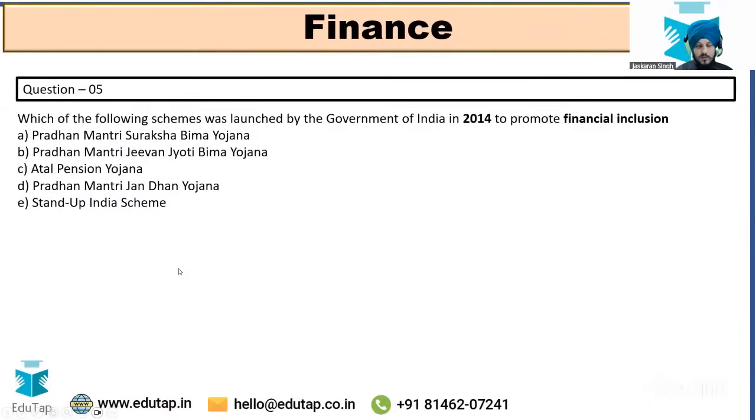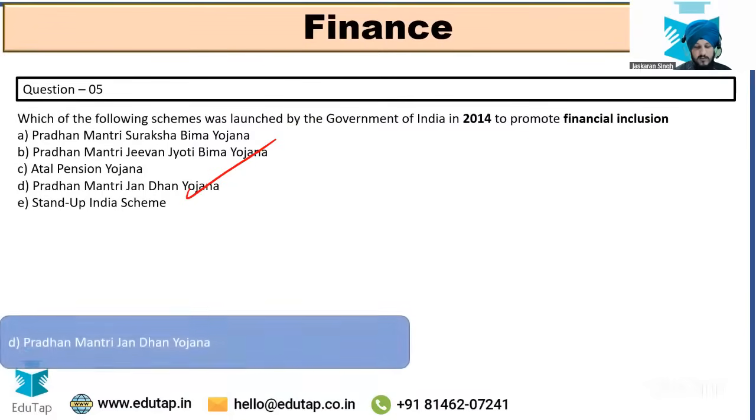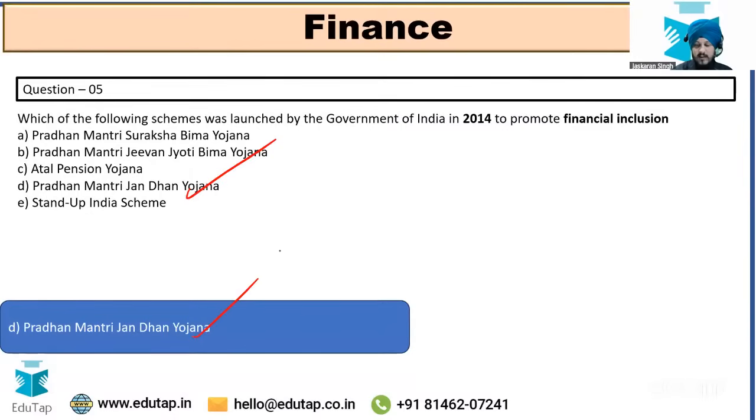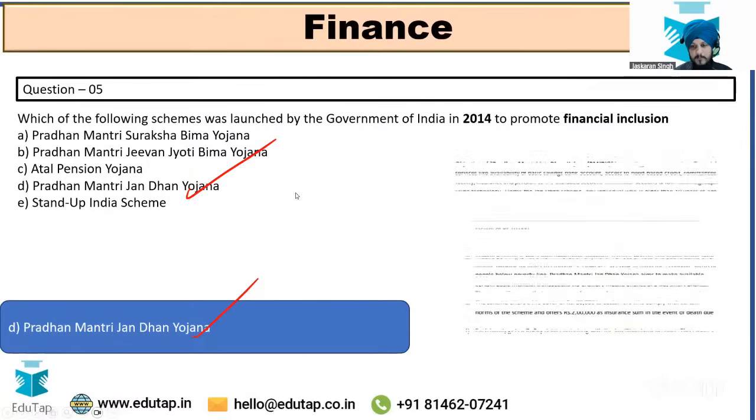Now moving on to question number 5. Which of the following schemes were launched by the government of India in 2014 in order to promote financial inclusion? Of course, it is going to be Pradhan Mantri Jan Dhan Yojana, right? Very easy question. It came from financial inclusion, and I would say very straightforward.